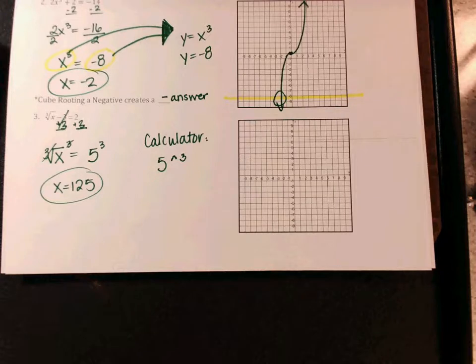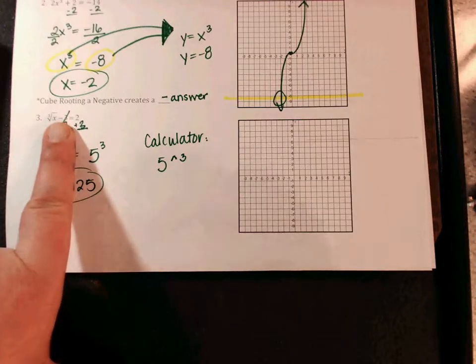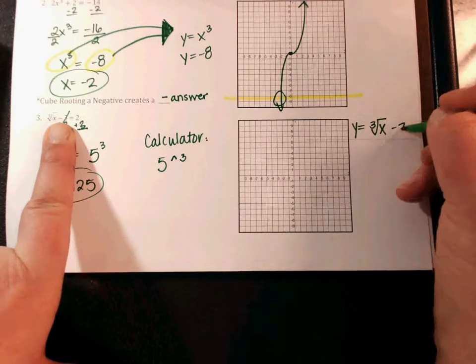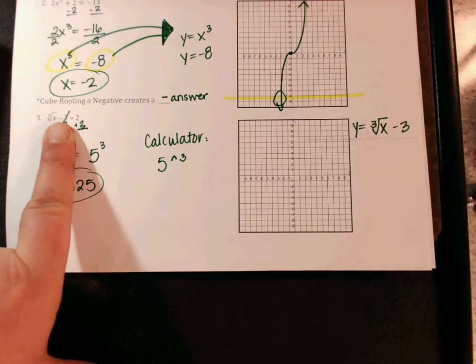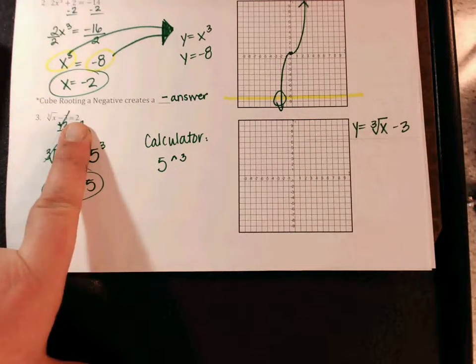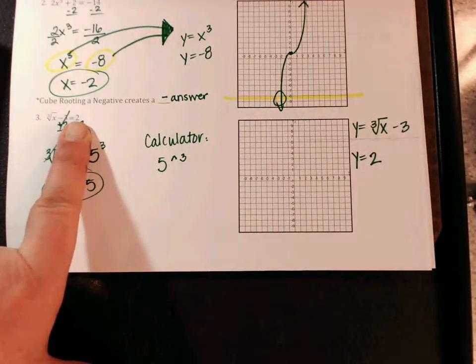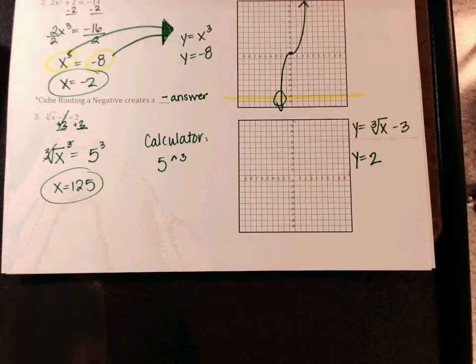Now this is the last one that I'm going to sketch the graph for you. So I'm going to split each of my sides into its own y equals. If my left side was cube root x minus 3, I'm going to make it y equals cube root x minus 3. And my other side was a 2, so I'm just going to make it y equals 2. So I'm splitting the equation in half, each into their own y equals.